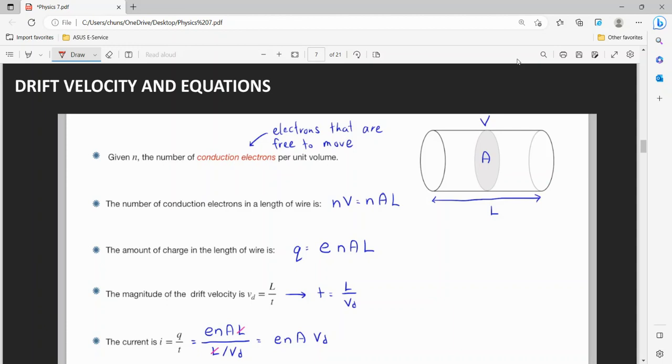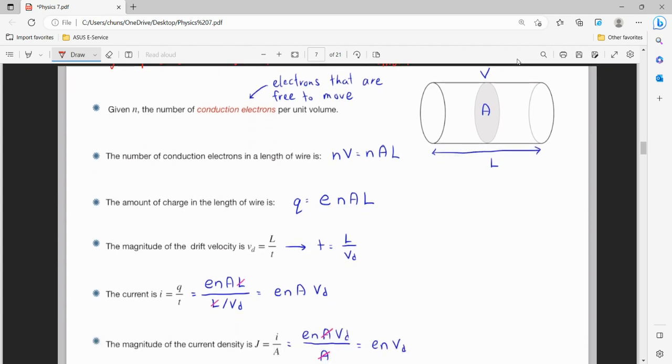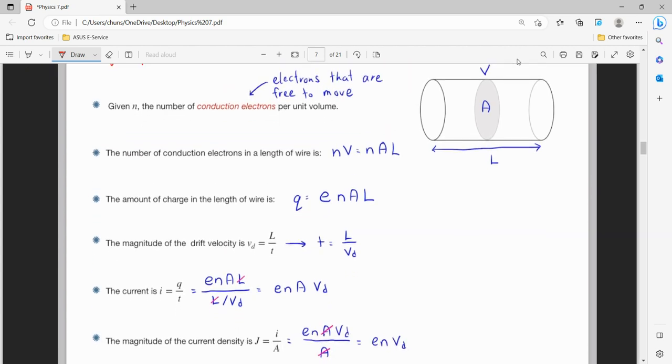So next we'll talk about drift velocity. So drift velocity is the average speed of electrons in current movement. So drift velocity can be derived from these equations here, where n is the number of conduction electrons per unit volume. So these are electrons that are free to move that we can actually use in our calculations.